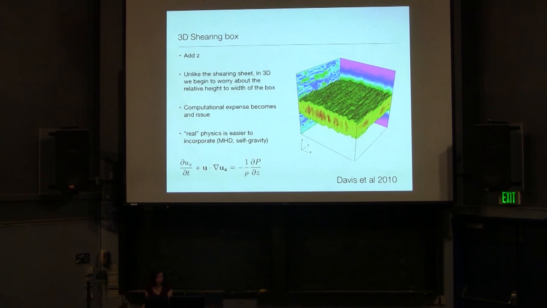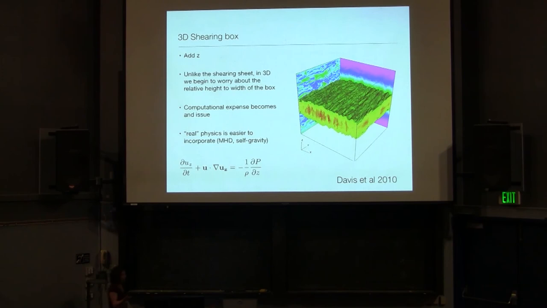The shearing box is trivially different. It's just adding a vertical component. But again, going back to these issues of curvature and the validity of the approximation, now you have to worry about the height of your box compared to the x and y, or the equivalent of the r and phi. The real advantage of going to a shearing box as opposed to a shearing sheet is that all of these instabilities are fundamentally three-dimensional, and so you at least get to keep that part of the physics in your model.